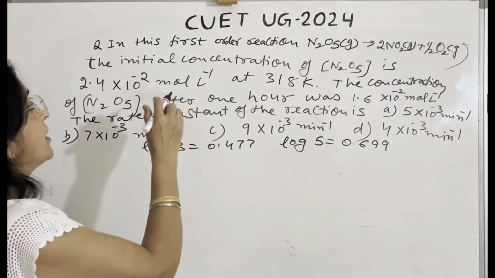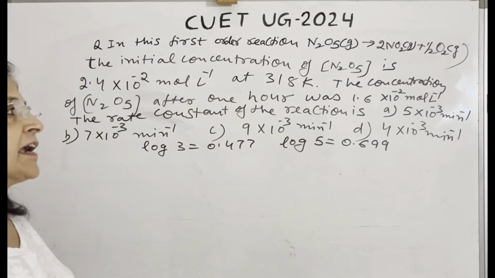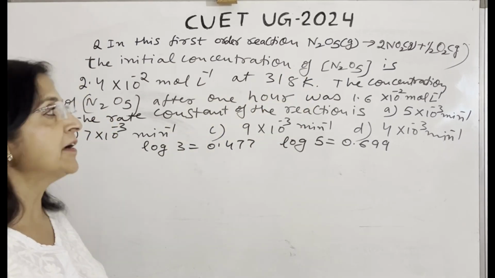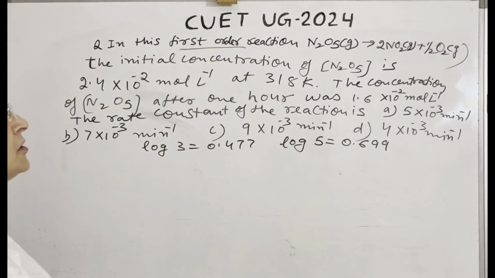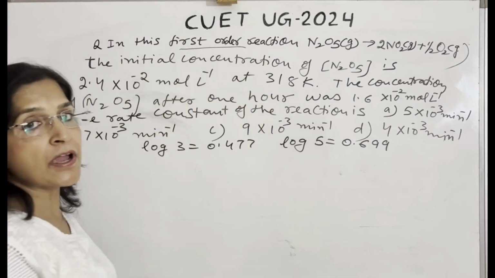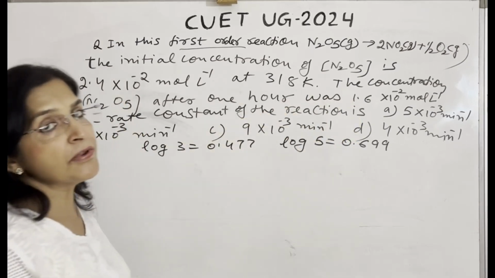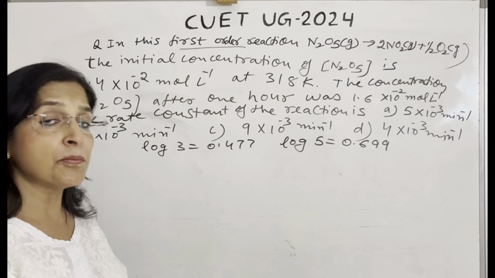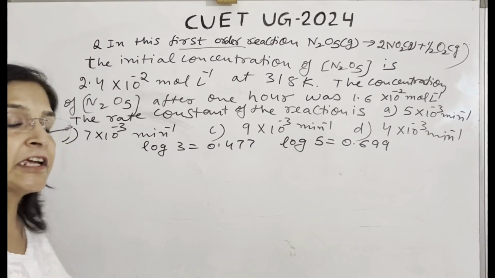Next question. In this first order reaction, decomposition of nitrogen pentaoxide takes place to give nitrogen dioxide and oxygen. In the question it is given that this reaction is of first order. The initial concentration of N2O5 is given and the concentration after 1 hour is given to us. We have to find the rate constant. So what will we do? First we will write the first order integrated rate expression.